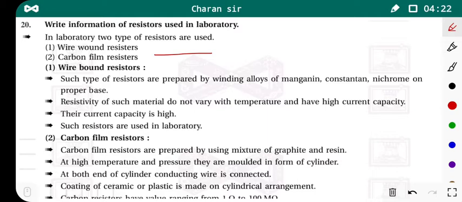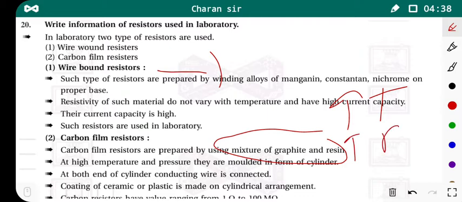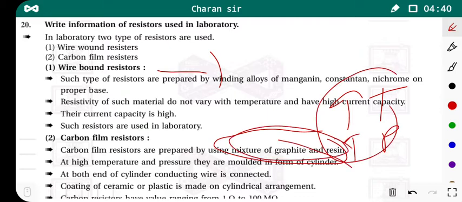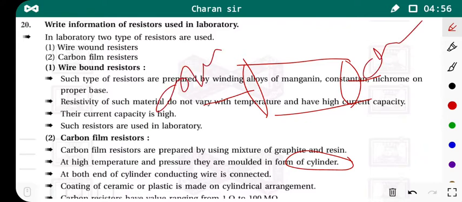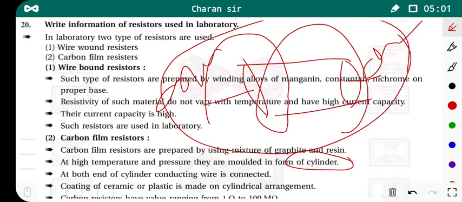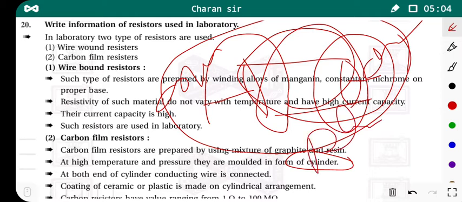So how can we make these carbon film resistors? For making them, we use a mixture of graphite and resin. At high temperature and high pressure we mold this mixture in the form of a cylinder. At the two ends of the cylinder we connect conducting wires. Then this structure is enveloped or covered by plastic or ceramic.